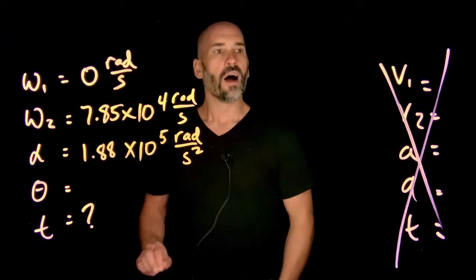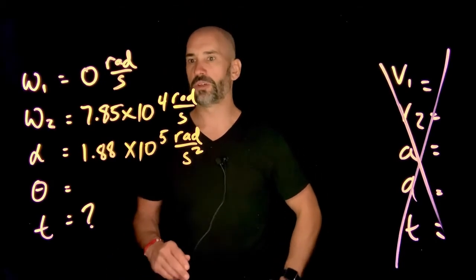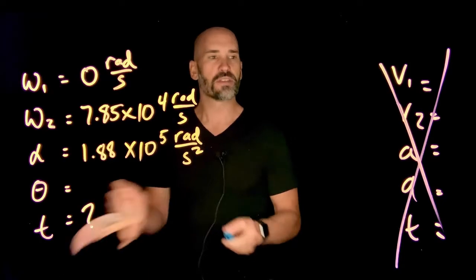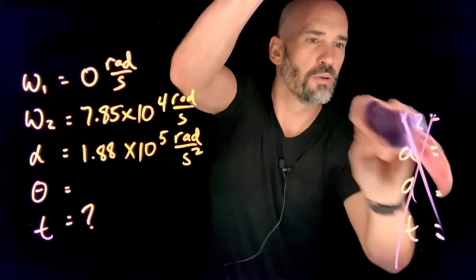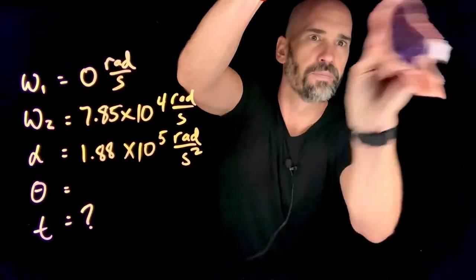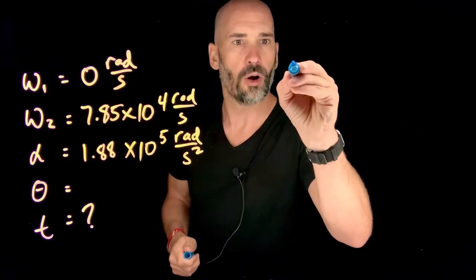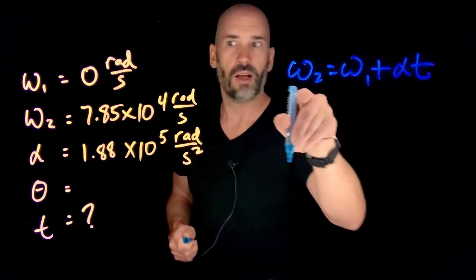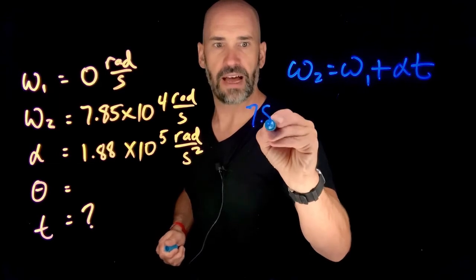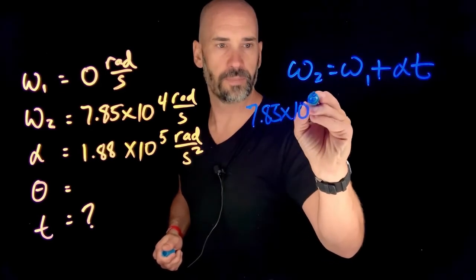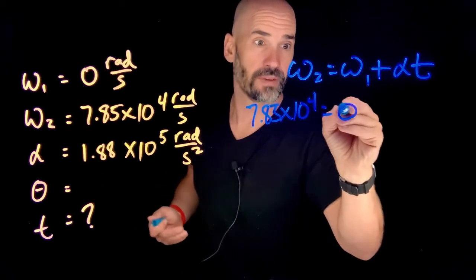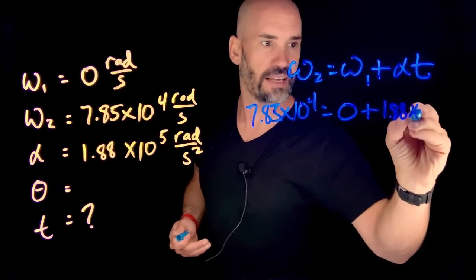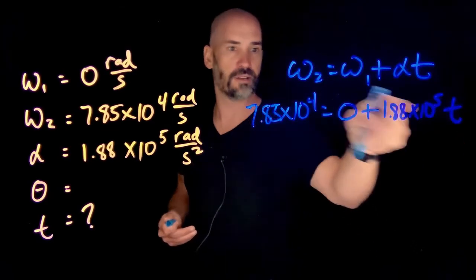Okay, now, of our three kinematic equations, which ones do we use? Well, we have V1, V2, A, and T. So it sounds to me like the first kinematic equation would be the most effective, right? So in other words, we have omega 2 equals omega 1 plus alpha t. Omega 2, once again, is 7.85 times 10 to the 4. Omega 1 is just 0. Alpha is 1.88 times 10 to the 5. And t is what we're looking for.